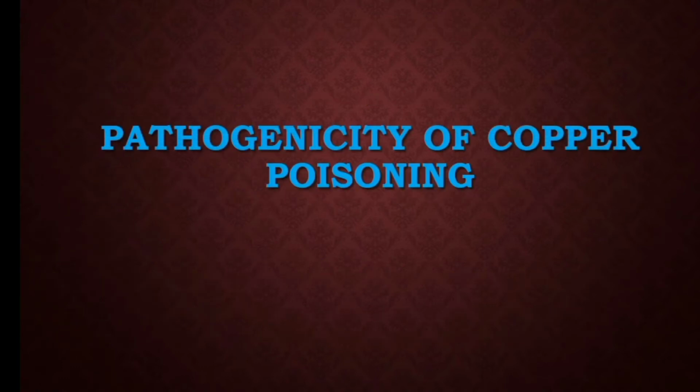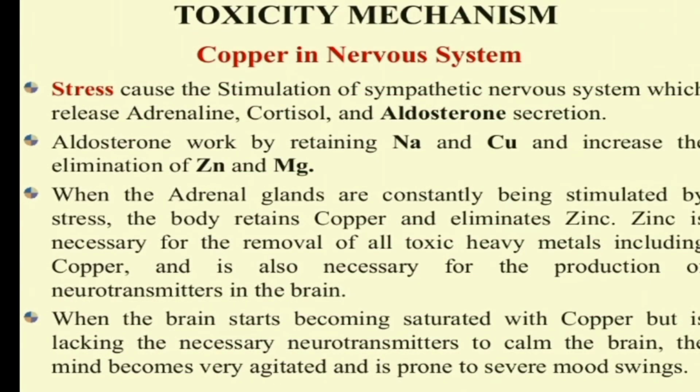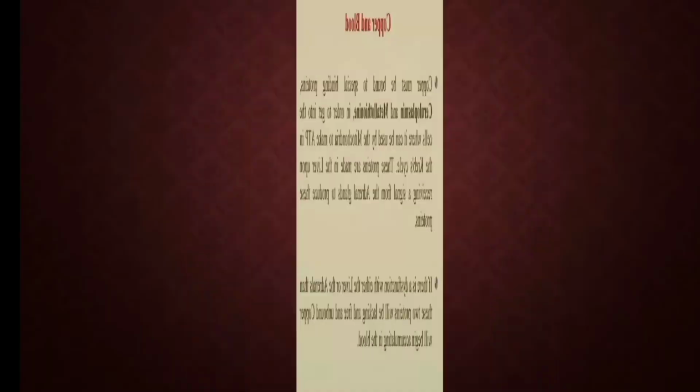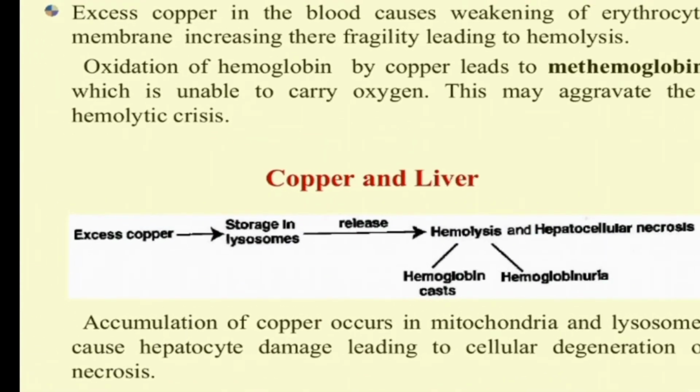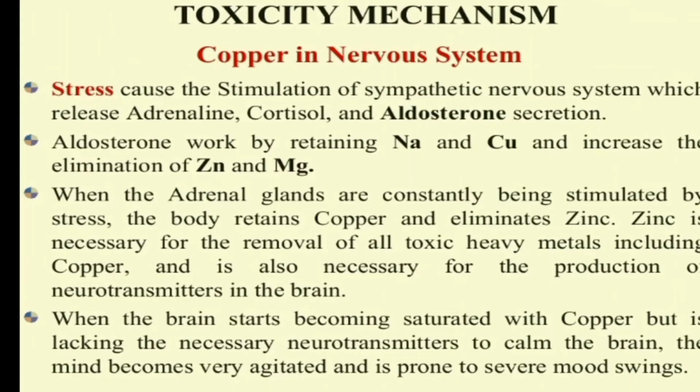Now coming to the pathogenicity of copper poisoning. So we will be discussing the copper poisoning mechanisms in the nervous system, and also in the blood, and in other forms like the liver. So these are the three mechanisms. Now we will discuss them in brief. Now coming to copper in the nervous system.